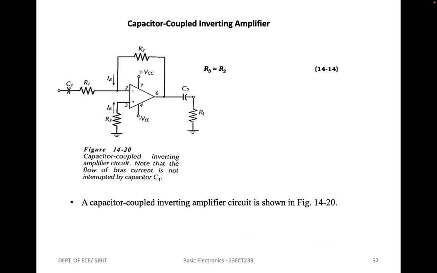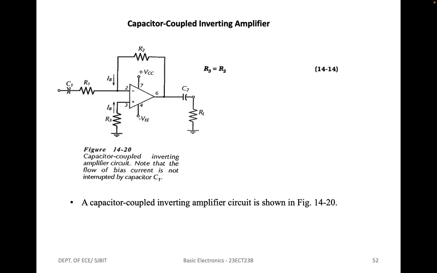Next is the capacitor coupled inverting amplifier. The capacitor coupled inverting amplifier circuit is as shown. In this case, the bias current to the op-amp inverting input terminal flows from the output via resistor R2, so that the input coupling capacitor does not interrupt the input bias current.